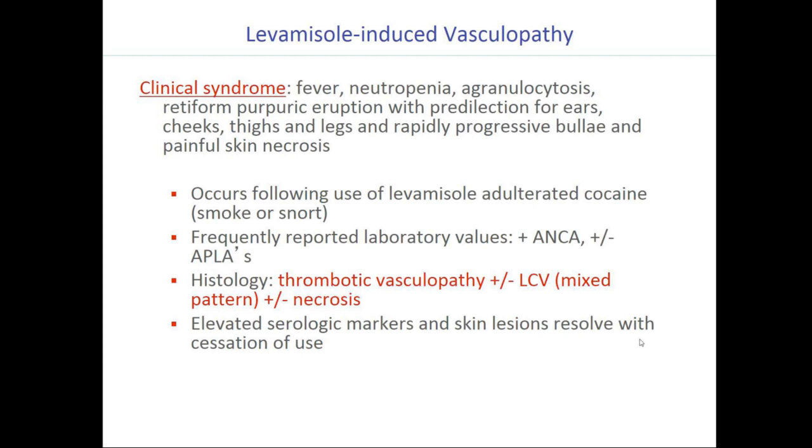You can also see anti-lupus coagulant antibodies. So the histology is that of a thrombotic vasculopathy and shows a mixed pattern, often with a concomitant leukocytoclastic vasculitis and tissue necrosis. All the skin lesions are known to resolve with cessation of use of the adulterated cocaine.